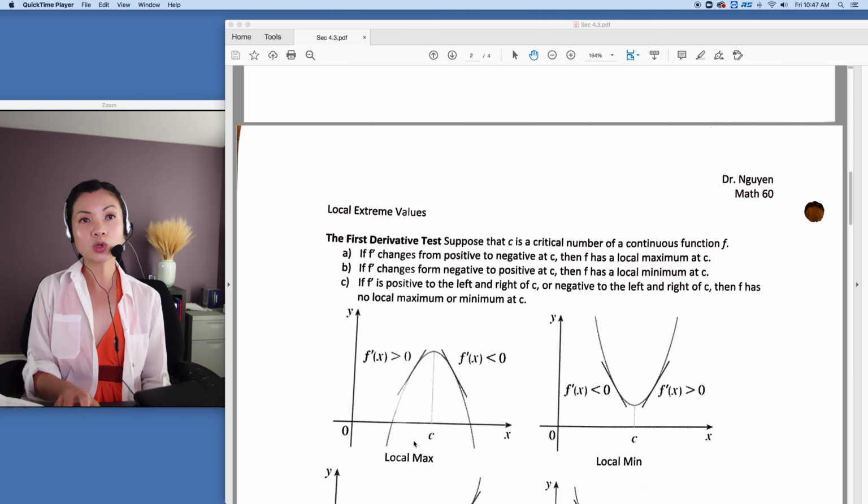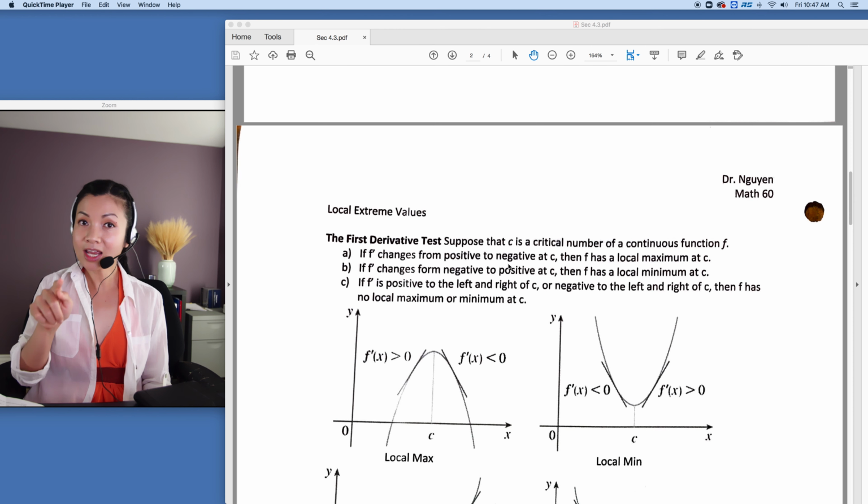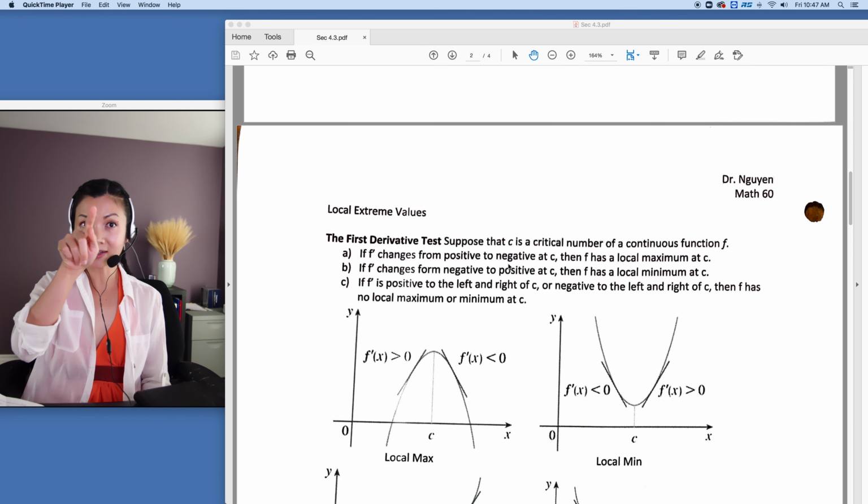Now, for the local extreme values, we have something called the first derivative test to figure it out. Very simple. You find the critical numbers. Of course, f has to be continuous. And then you see if f prime changes from positive to negative. So you see right here, from positive to negative, then we have a local max, right?